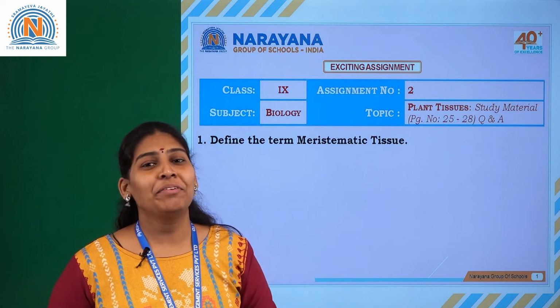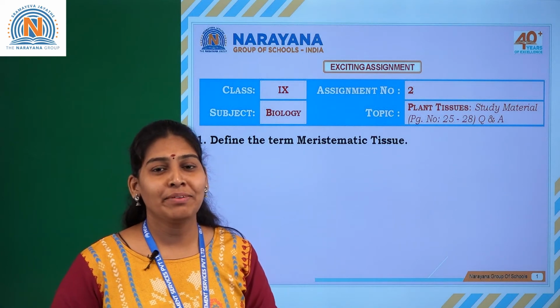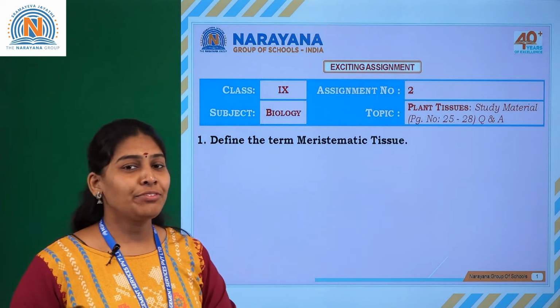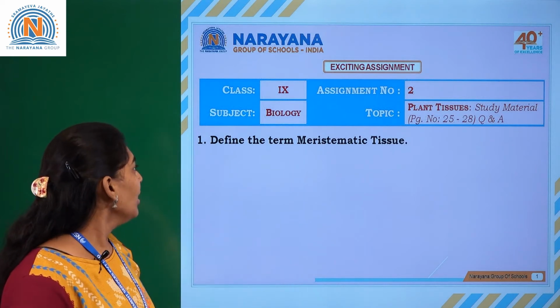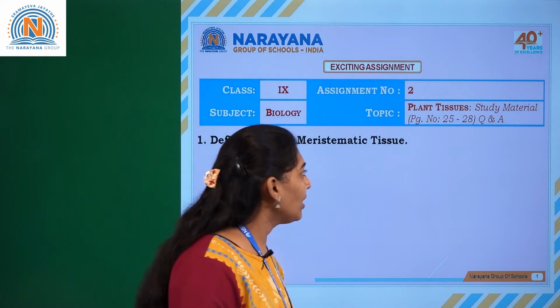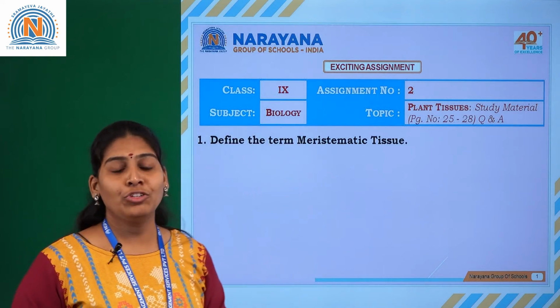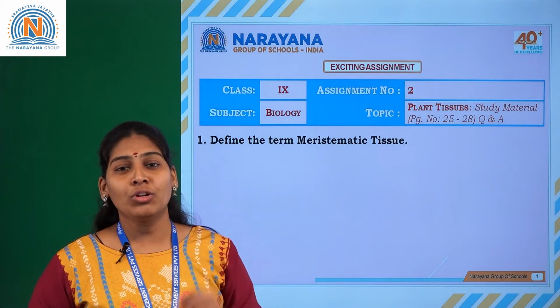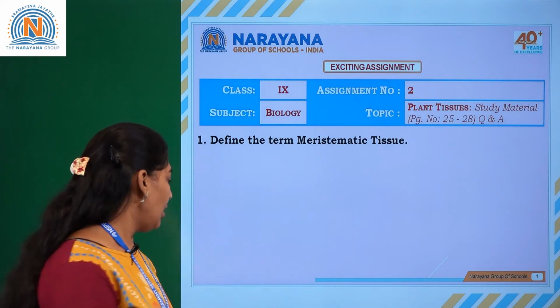Good morning. Today we are going to discuss one of the exciting assignments from class 9th on the topic plant tissues. Let us discuss one question at a time. The first question: define the term meristematic tissue. The meristematic tissue gives the plant overall growth and repair. Okay, so let us write the answer.